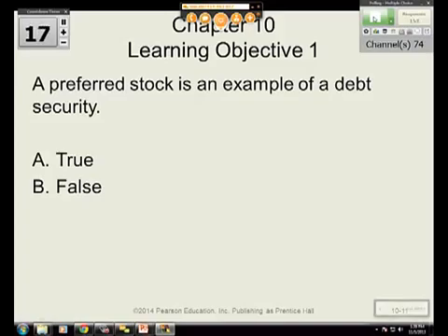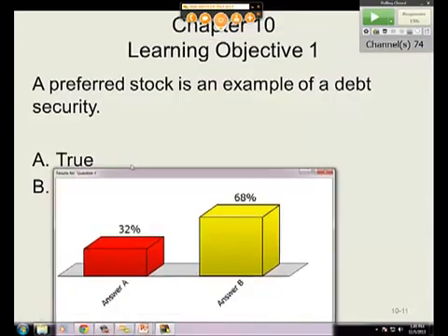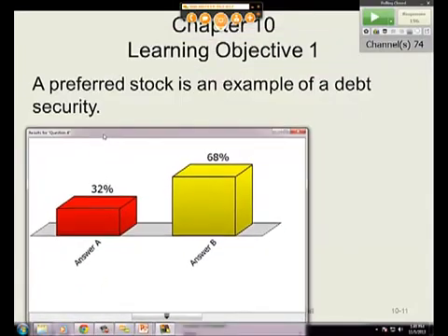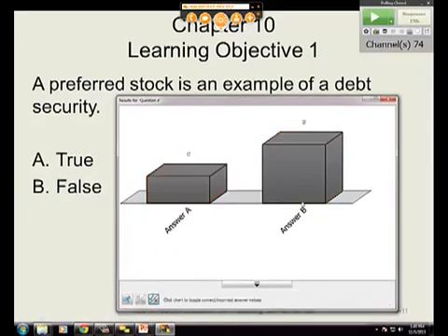Now, we mentioned preferred stock early in the semester, first couple of chapters. So let's see if you remember that. All right, pretty good. We have to talk about this a little bit. A preferred stock is equity. If you see the word stock, make sure you know that's an equity security. So the answer here is false, and preferred stock is equity.